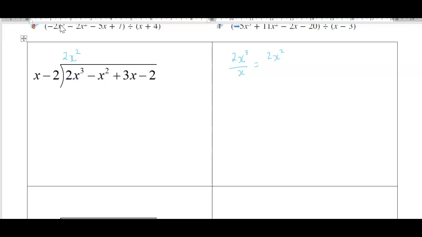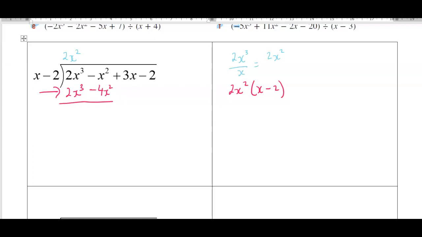And then I multiply that 2x squared by the x minus 2. So on my next step, it's going to be 2x squared times x minus 2. And that's going to go in this spot here. I'm going to use a lot of color so you can see where the working is, and I'll do the working on this side here. Multiplying 2x squared by x gives me 2x cubed, and 2x squared times negative 2 gives me negative 4x squared. And put a line underneath that.